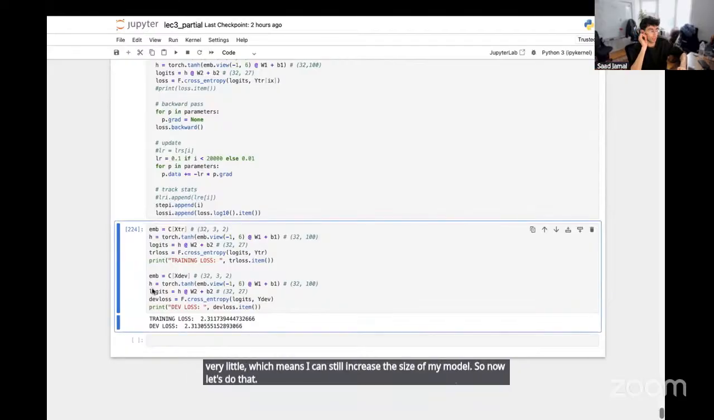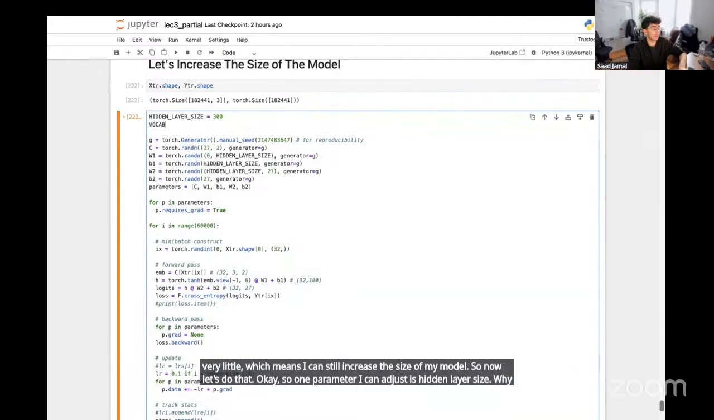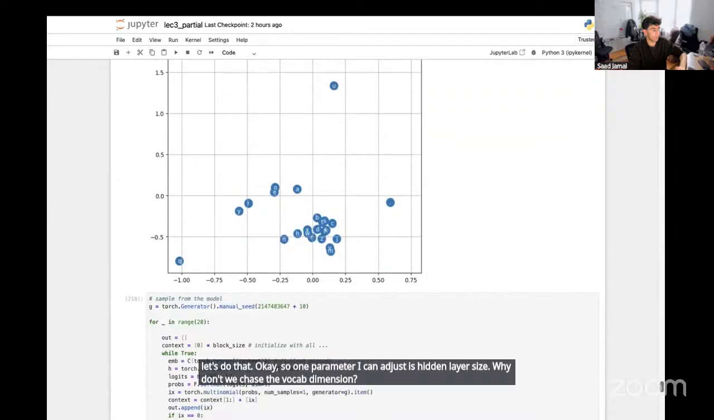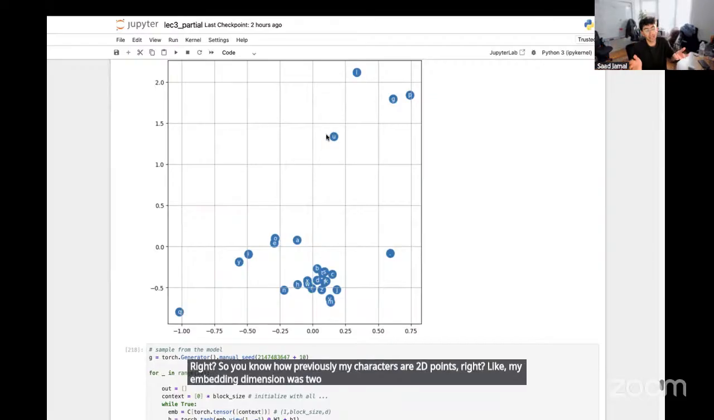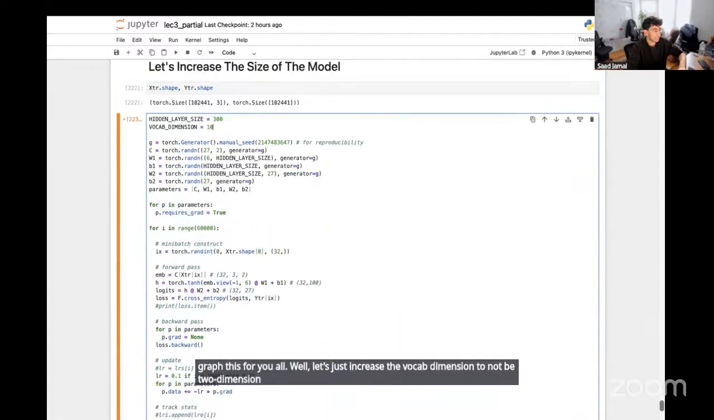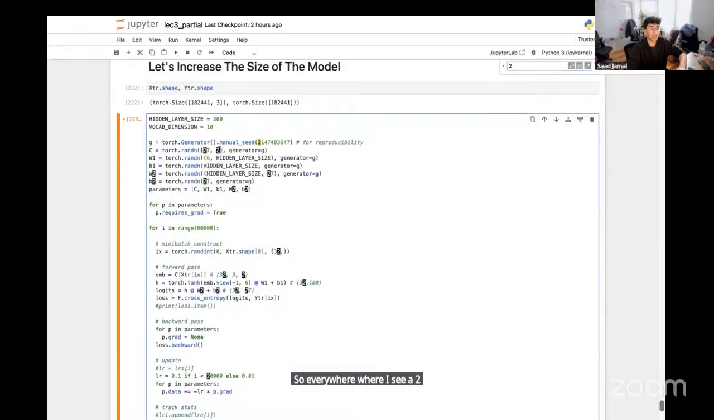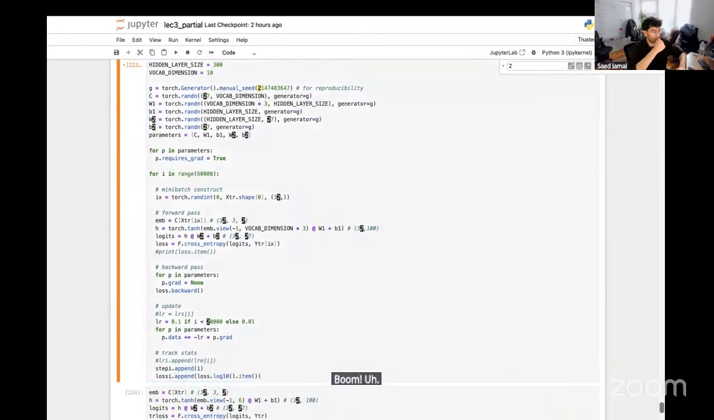One parameter I can adjust is hidden layer size. Why don't we change the vocab dimension? Previously my characters were 2D points, my embedding dimension was 2, and I did that because I wanted to graph this for you all. Let's just increase the vocab dimension to not be 2 dimensional. Let's make it 10 dimensional. So everywhere I see a 2, I need to change that to vocab dimension. I'm just going to do that over here. Boom, I just did a little find and replace.